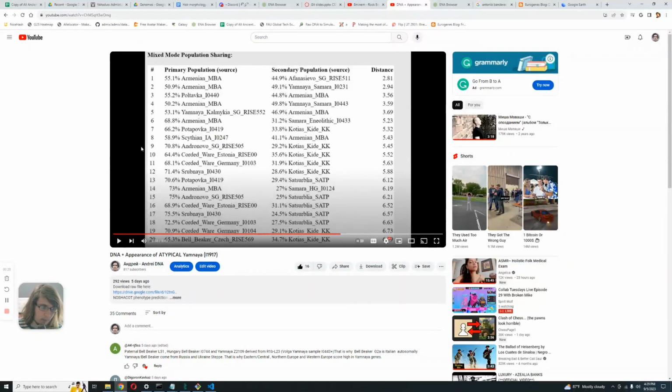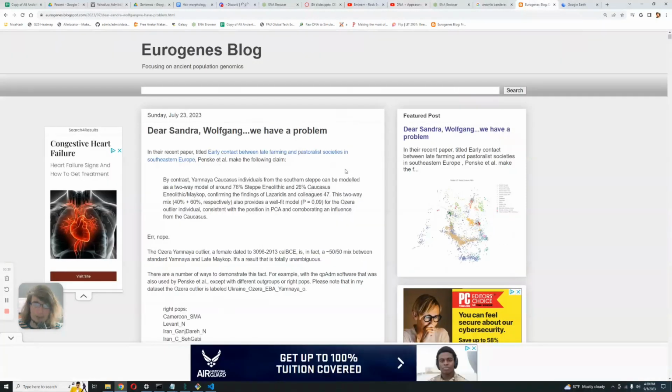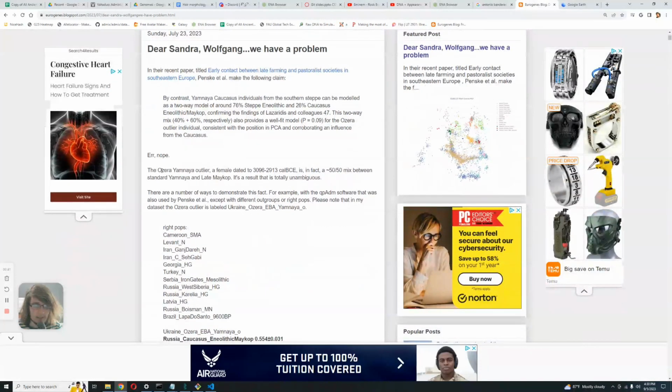is that she's actually getting modeled as a mixture of Bronze Age Caucasian plus Yamnaya. So not a typical Yamnaya whatsoever. Basically half Middle Bronze Age Caucasian plus half Yamnaya is what we see here for the sample. And this sample is called the Azov Yamnaya outlier. It's a female dated to the Bronze Age and is in fact a 50-50 mix between standard Yamnaya and late Maykop.